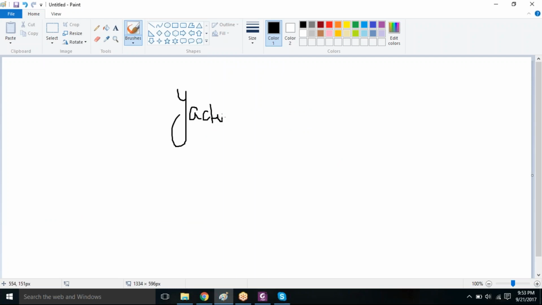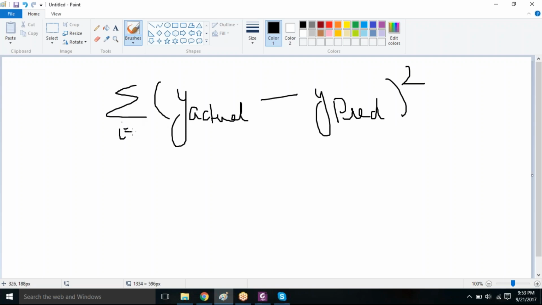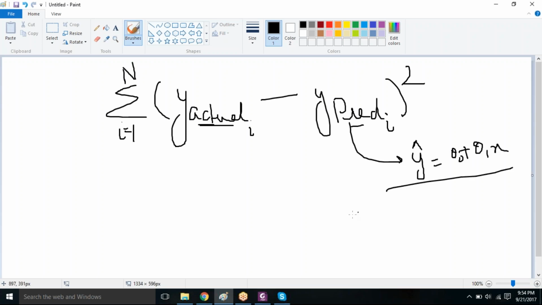Y actual minus y predicted, or you can go the other way also, y predicted minus y actual, and then square it, and sum from i equal to 1. This is y actual for i and y predicted for i, because we have lots of training data, right? Lots of historical data. Suppose we have n data points, so for each one you will calculate the predicted value and get the difference from the actual. How can you calculate the predicted value? By the formula theta 0 plus theta 1 x. Right. So this is called y predicted.